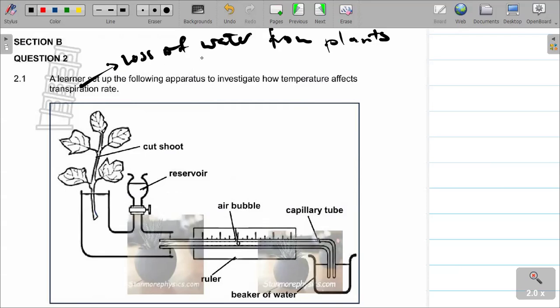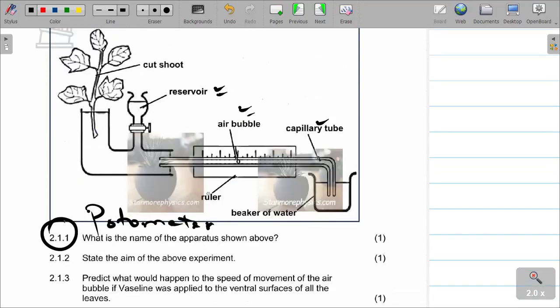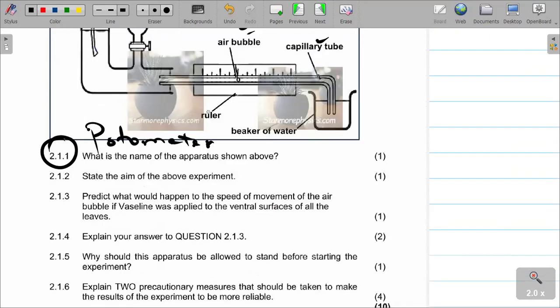So now we are given a cut shoot, and then we have got a reservoir, air bubbles, capillary tube, and beaker of water shown here. The question is, what is the name of the apparatus shown above? The potometer, which is shown here, can be used to investigate and prove temperature's effect on transpiration. So it is a potometer.